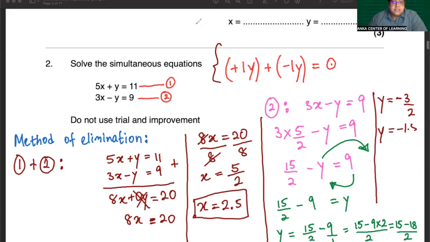So the answers for this question are x equals 2.5, and y equals negative 1.5. These are the answers for this question.